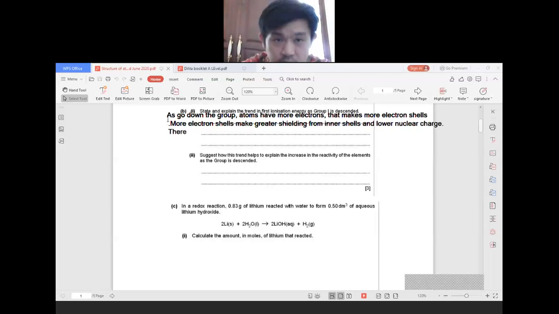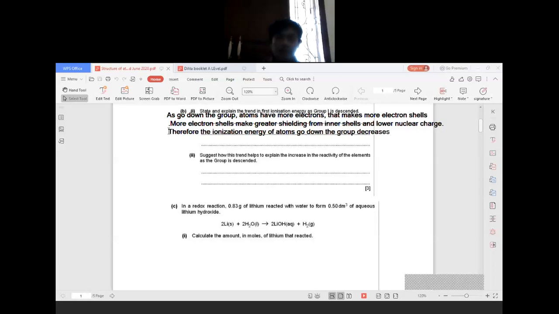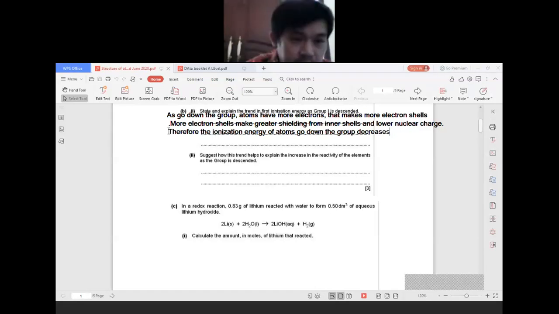Therefore the ionization energy of atoms going down the group decreases. Okay, and then: suggest how this trend helps to explain the increase in the reactivity of the elements as the group is descended.